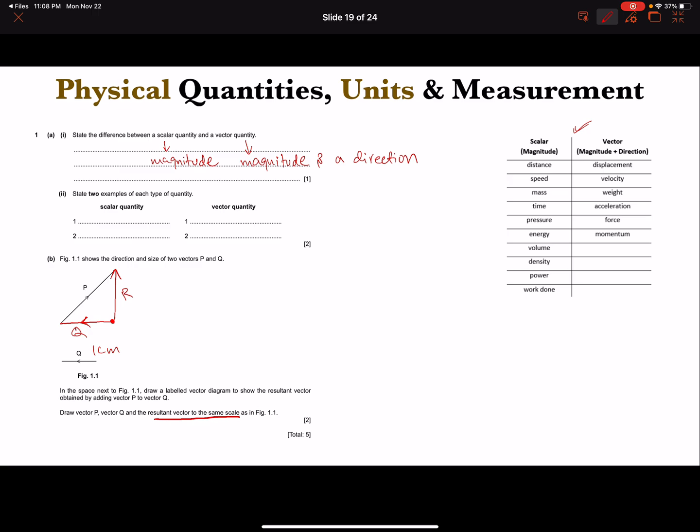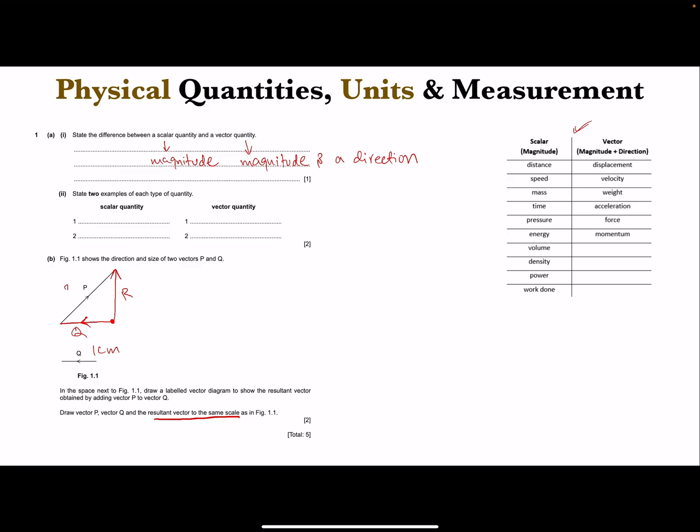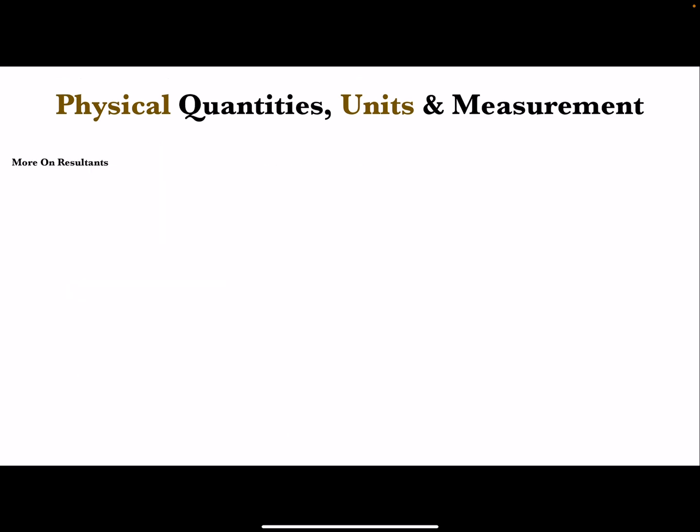Okay, but what is the magnitude of r? Like how much is r? For that, you will have to measure the length of r using a meter rule. So you measure it, and let's say you get something like 2.7 centimeters. So that's your resultant vector drawn to the same scale. Now, if they didn't ask you to draw to the same scale, you can just draw a rough drawing and that will work. But watch out for the same scale words.